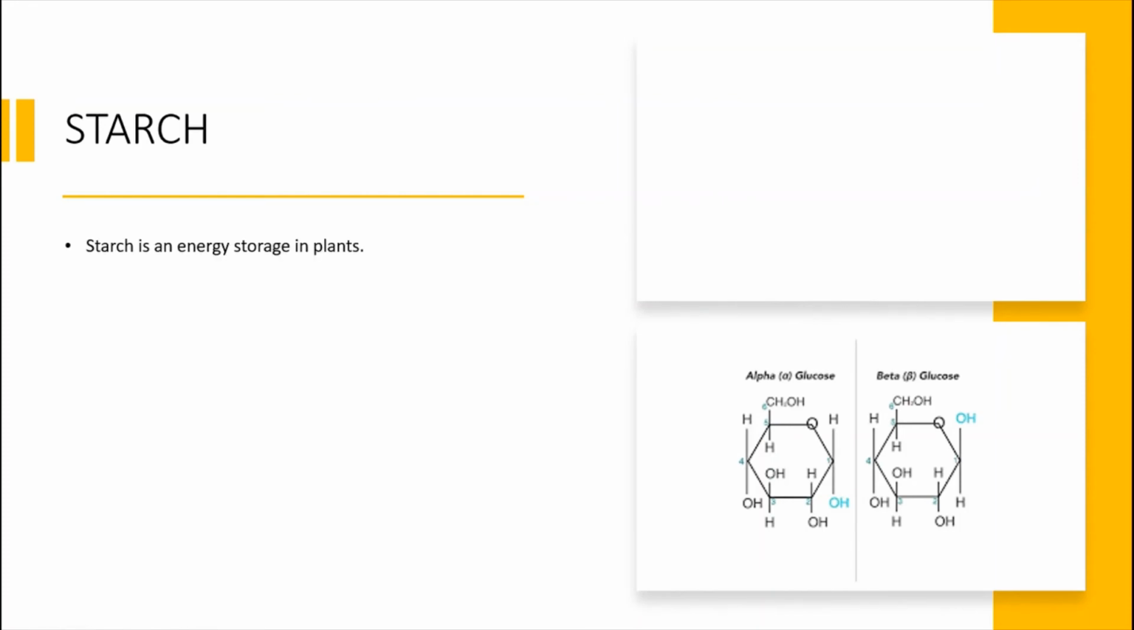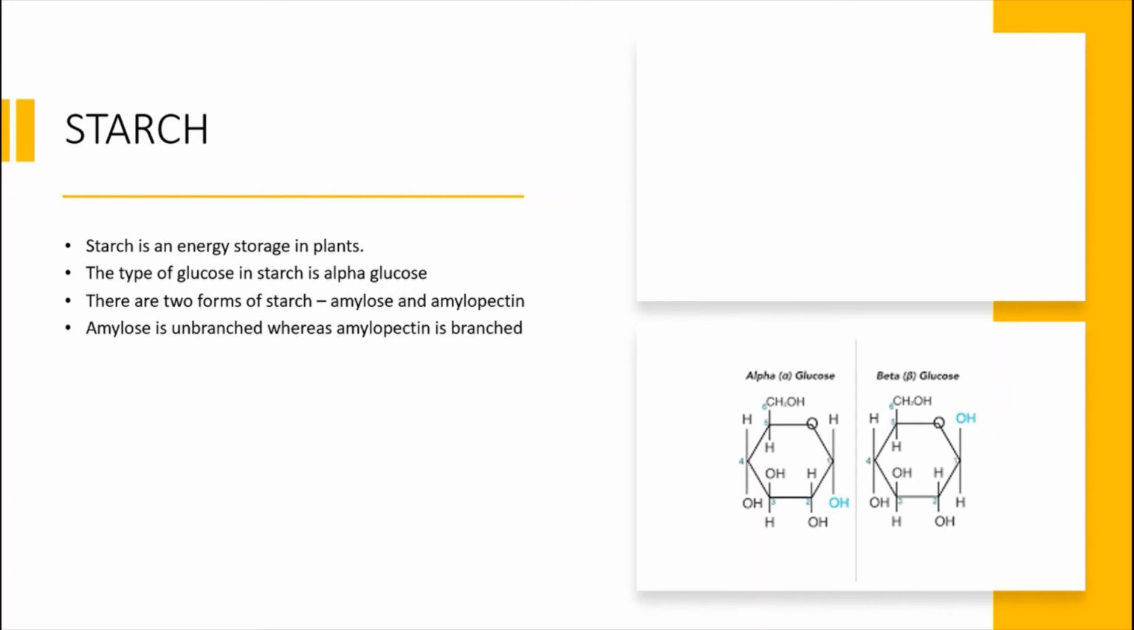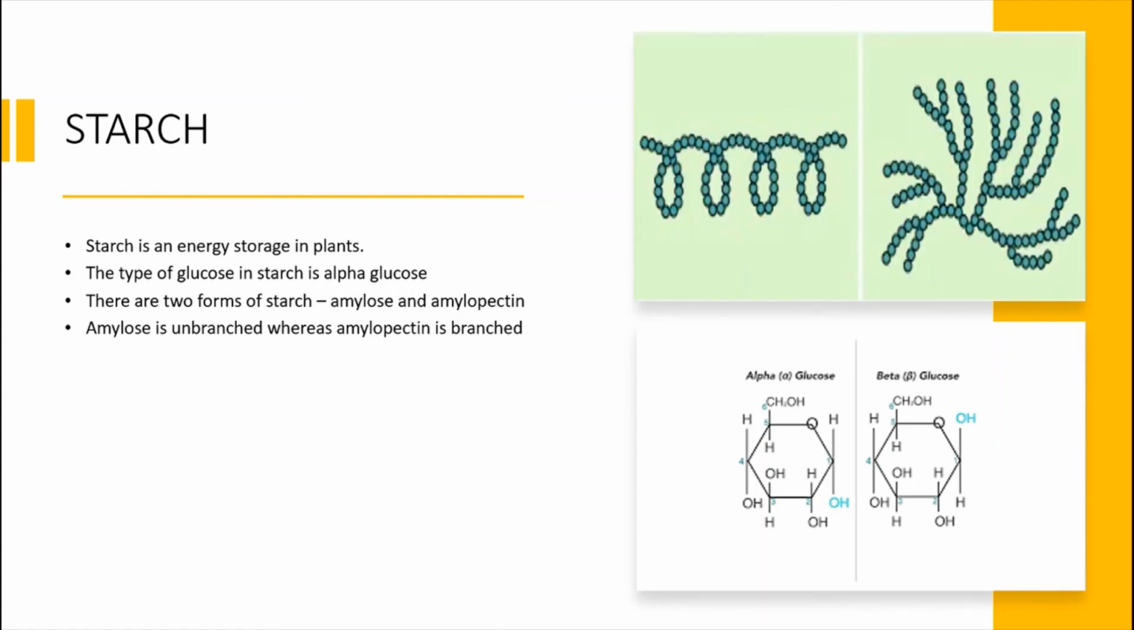Now starch is also a form of energy storage, however it is not found in humans, it is found in plants. The type of glucose found in starch is also alpha glucose, so there is a similarity there with starch and glycogen. And there are 2 types of starch, amylose and amylopectin. Amylose is unbranched, whereas amylopectin is branched. So if we have a look at this image here, this would be amylose and this would be amylopectin. So amylopectin is branched, whereas amylose has no branches, it just forms this helix or this ring shape.